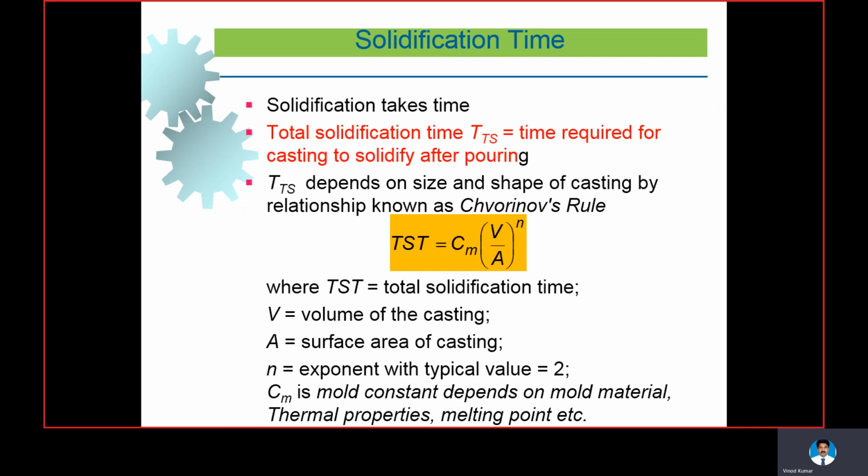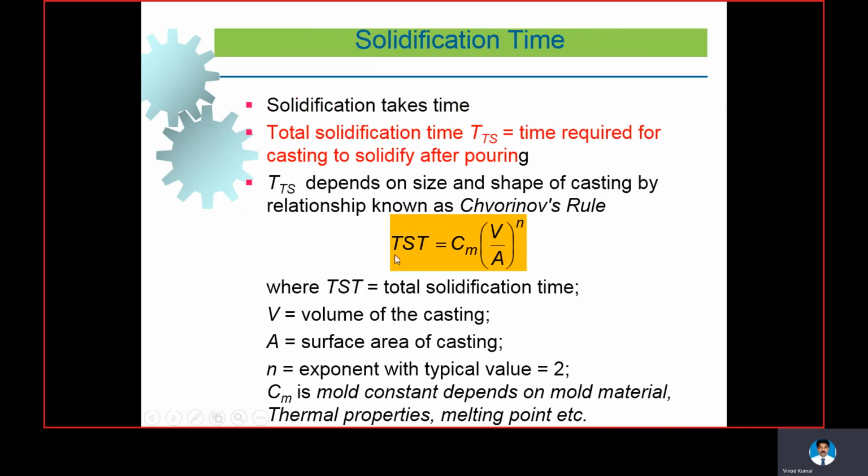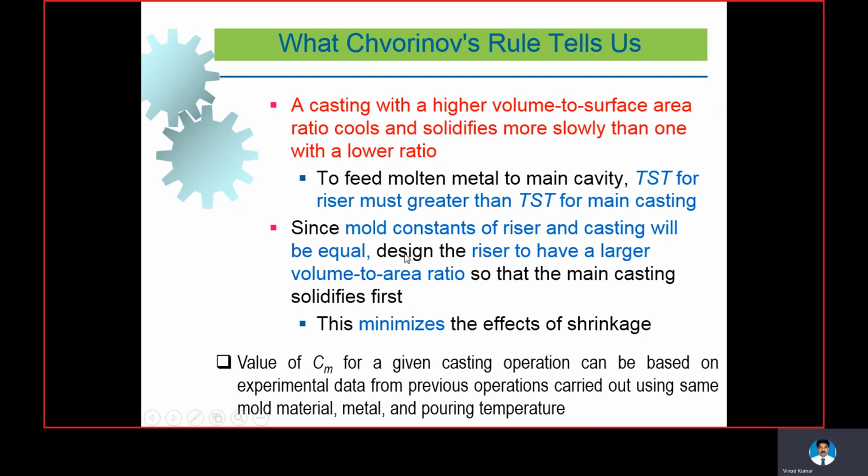Now, whenever we design a casting, it is very important to understand that a casting with a high volume to surface area ratio cools slowly. If you see here, if the volume to area ratio is more, then the total time required for solidification will be more, keeping Cm and n constant. So if Cm and n are constants and V over A is high, then the total time required for casting will be high. This is already explained in the previous slides.